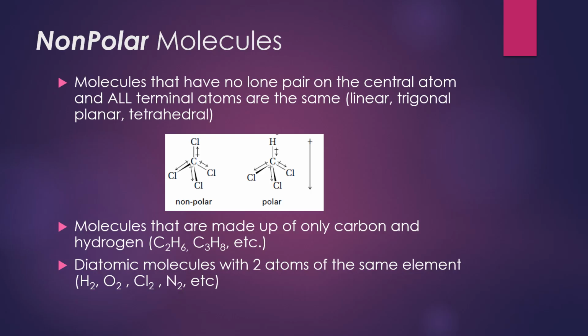However, if you have a central atom with no lone pairs, but the terminal atoms are not the same, so if I replace one of these chlorines with a hydrogen now, looking over here, I've now changed the game. It's now going to be polar.